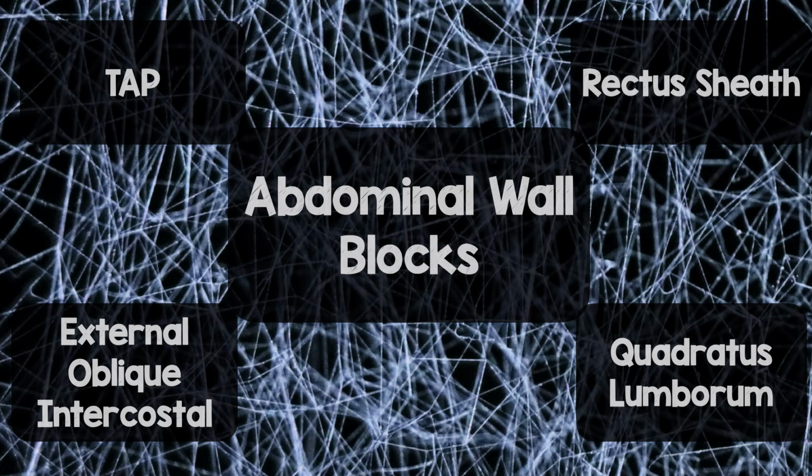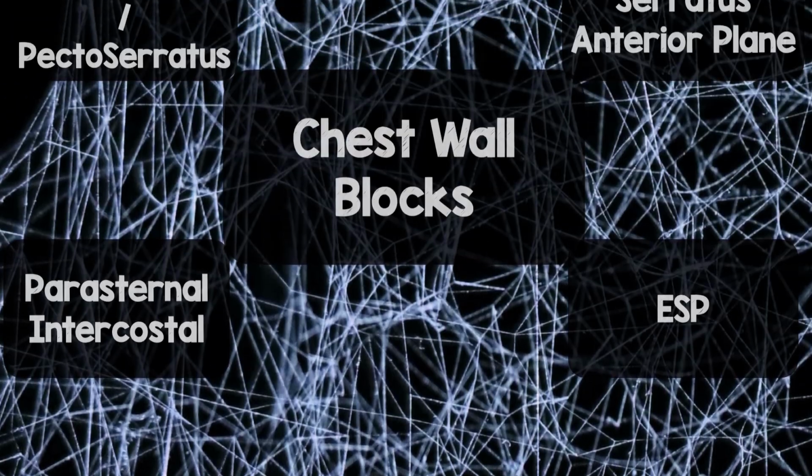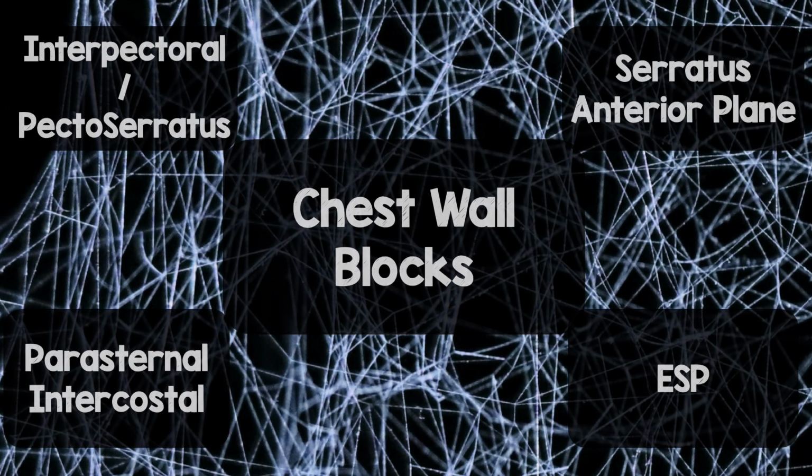So when I think of abdominal wall blocks now, I'm thinking about the TAP block, the rectus sheath block, the quadratus lumborum block, and the external oblique intercostal, which is a relatively new block. If we look at chest wall blocks, we've got what was formerly called the PECS 1 and 2, which are now referred to as the interpectoral and pectoserratus. Got the serratus anterior plane block, a parasternal intercostal plane, which has taken over the other names that have been described to describe blocks at the front of the chest, and the ESP. Now, whether you consider the ESP to be a fascial plane block or not is another area of controversy, but certainly it's something that I've put in this category here.